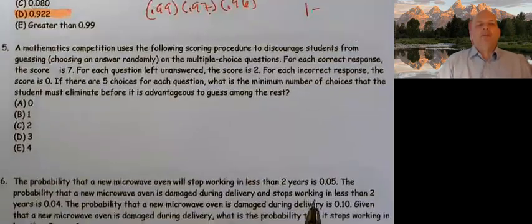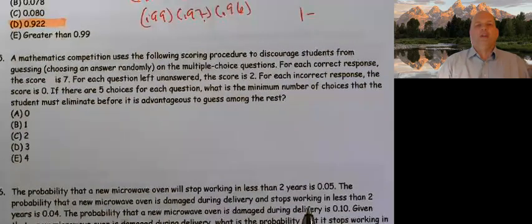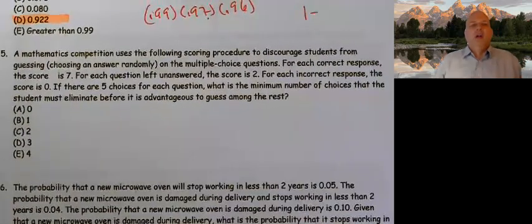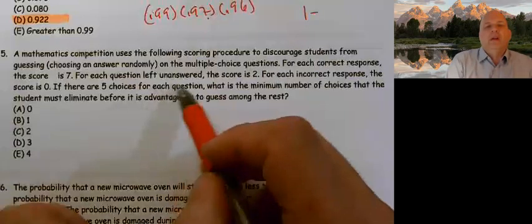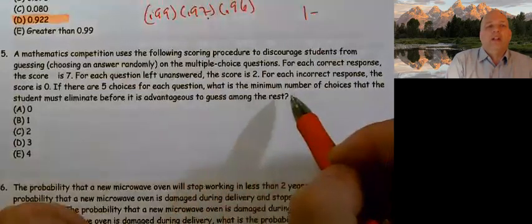Okay, a mathematics competition uses the following scoring procedure to discourage students from guessing on the multiple choice test. By the way, I think this goes back to when I was growing up and the PSAT and the SAT counted points off if you had the wrong answer. So, right, for each correct response, the score is 7. For each question left unanswered, the score is 2. For each incorrect response, the score is 0. All right, so correct is 7, blank is 2, incorrect is 0.